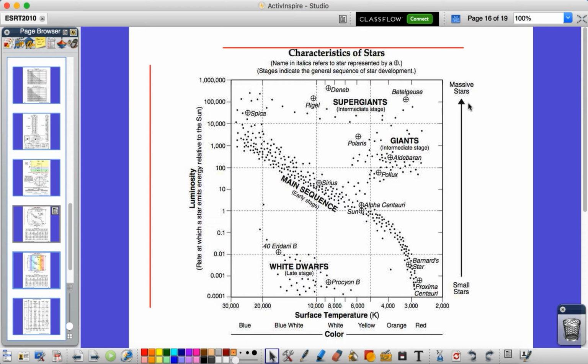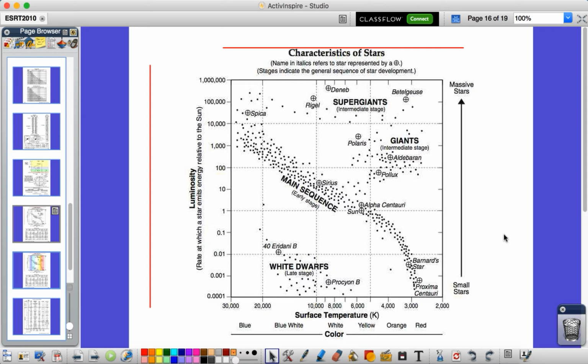And a little point of review. The cooler a star is, the longer the wavelengths that it emits. The hotter the star is, the shorter the wavelengths that it emits. And that's why the cooler stars tend to be red, and the hotter stars tend to be more on the white or blue side, because these are the shorter wavelengths. Blue is a shorter wavelength than red.